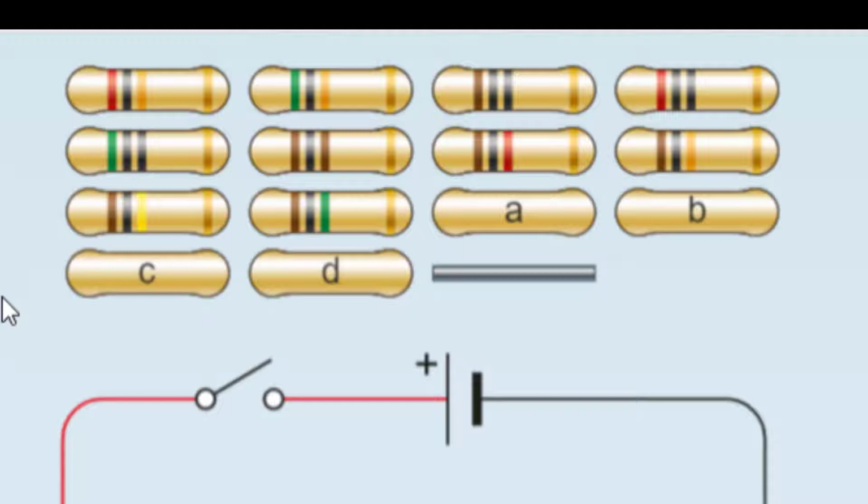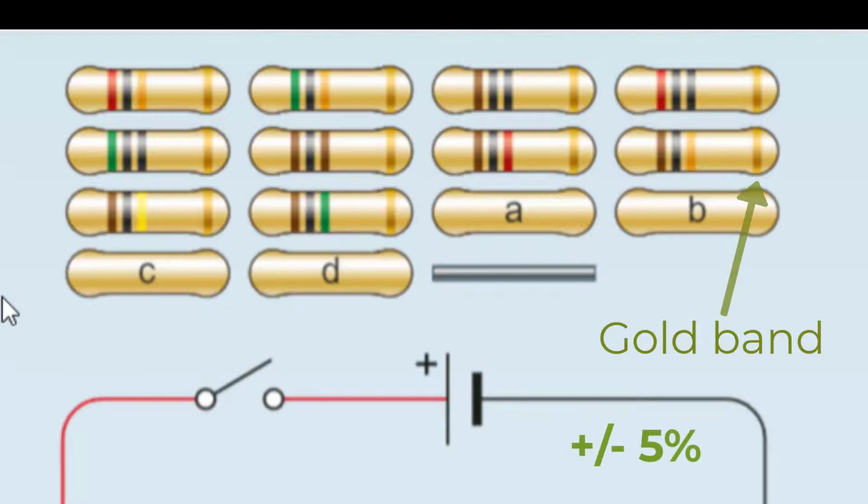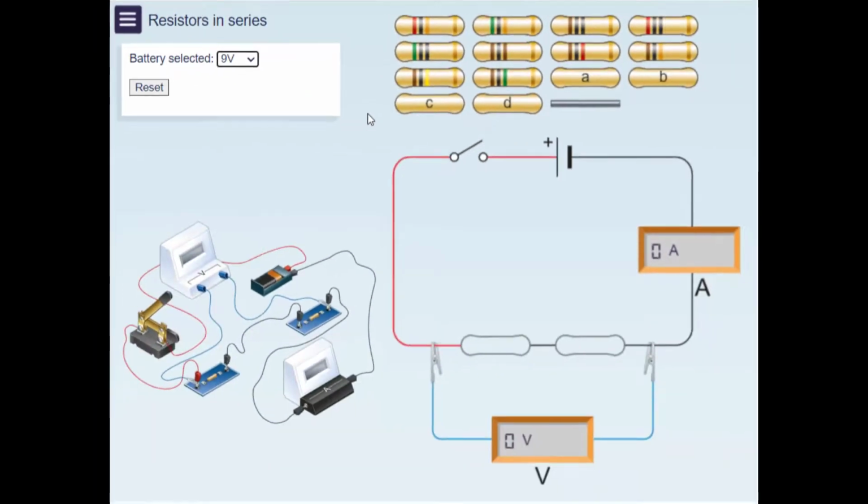This is because the resistors are manufactured to conform to a certain tolerance. These are gold band resistors, which means the stated resistance can vary by plus or minus 5%. There are also 4 resistors of unknown resistance. However, don't worry because you can use this application and Ohm's law to determine their resistance.